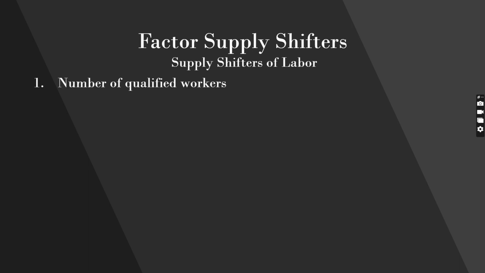Now, there are also shifters for factor supply. The first one is the number of qualified workers. This could be changes in education, training, abilities. Basically, we're talking about changes in human capital of workers.